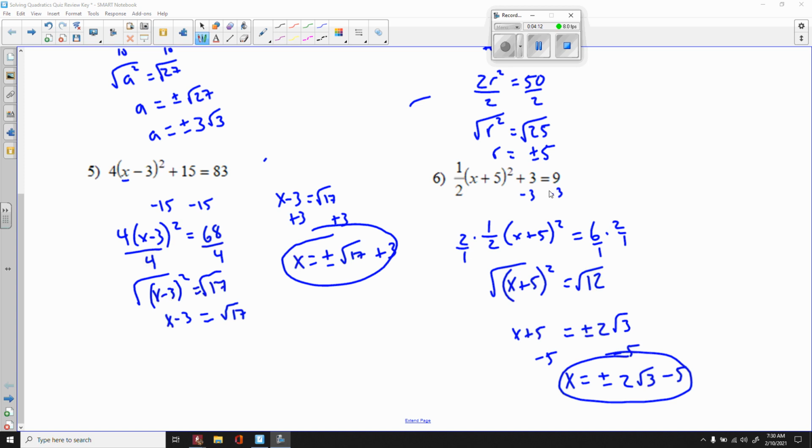Right, so the same thing happens in number 6. Subtracting 3, the opposite. 1/2 is being multiplied, so I'm going to multiply by 2. Take the square root of 12. Positive negative 2 times the square root of 3. So when I subtract 5 should be my 2 solutions.